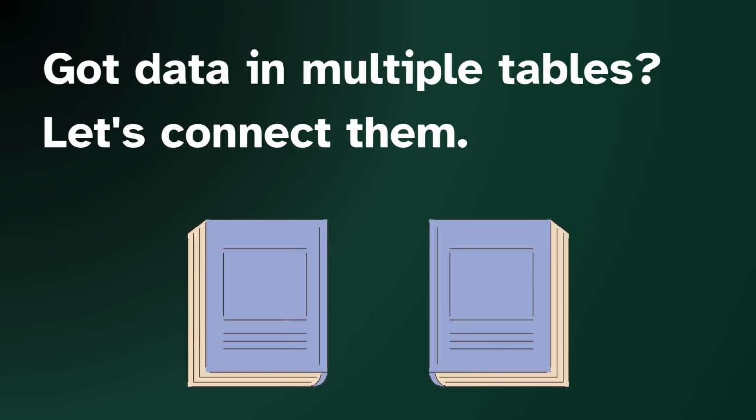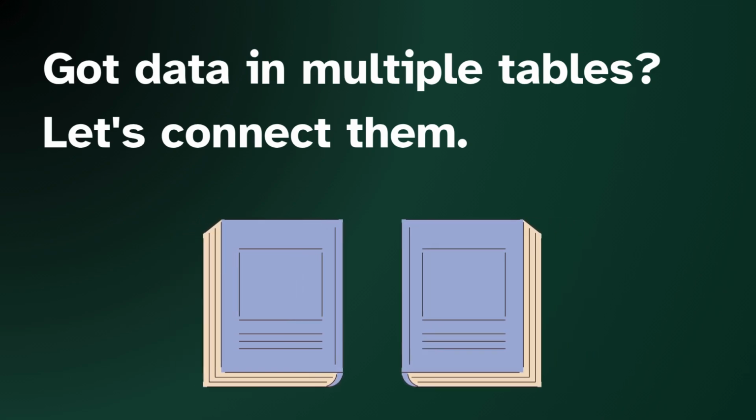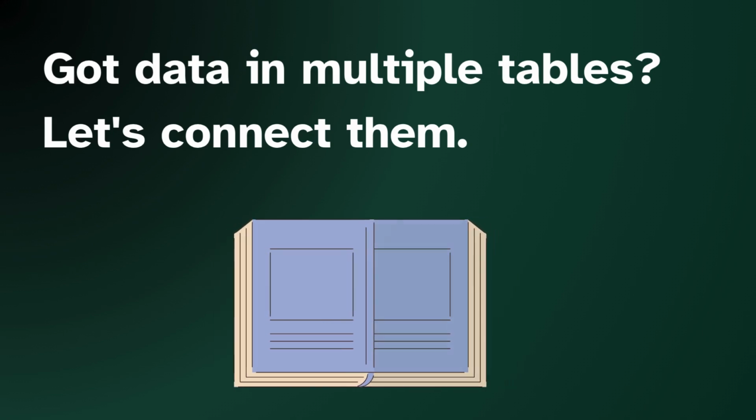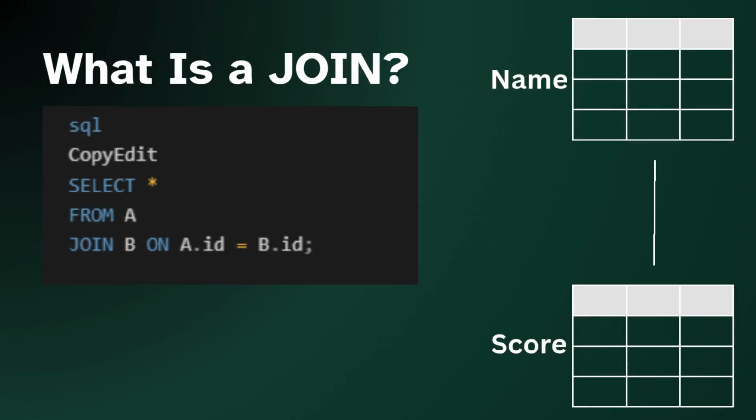In real world databases, data is split across tables. To bring it together, you need joins. Let's simplify them. A join links rows from two tables using related columns. Think of student info in one table and scores in another one, linked by an ID.